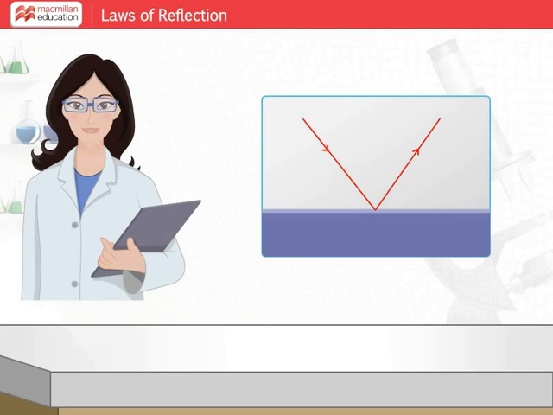The laws of reflection govern the reflection of light rays as they strike on a smooth and polished surface. The first law states that the incident ray, reflected ray, and the normal at the point of incidence lie in the same plane. The second law of reflection states that the angle of incidence equals the angle of reflection.